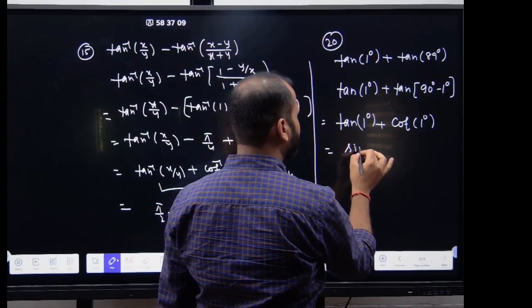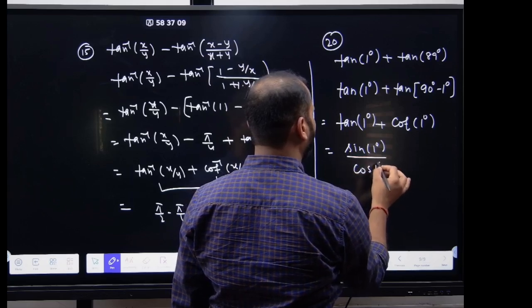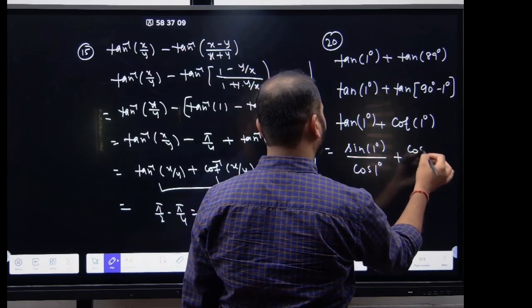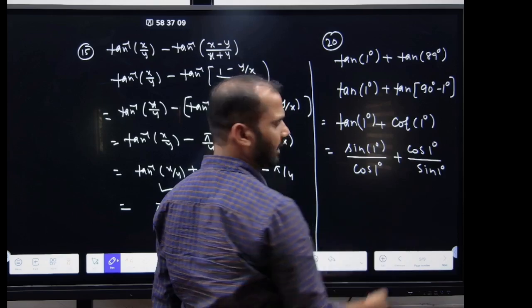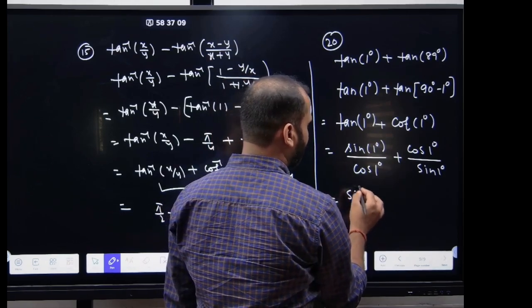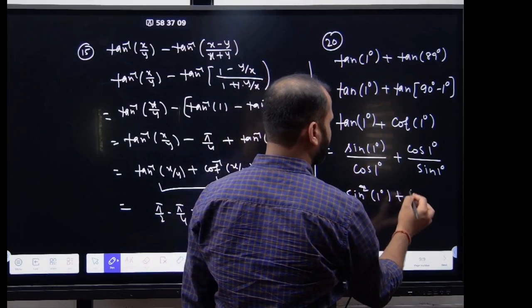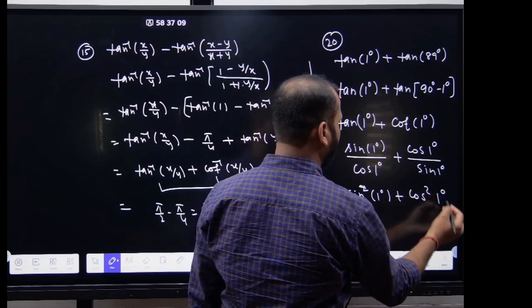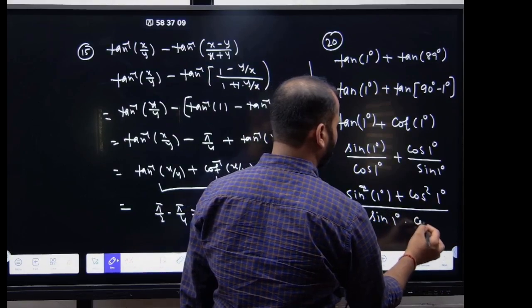So this, if you don't know, you just write it in terms of sine and cos. Sine 1 degree over cos 1 degree, plus cos 1 degree divided by sine 1 degree. Can I write like this? Now cross multiply you do. So sine square 1 degree plus cos square 1 degree. Denominator you have sine 1 degree, cos 1 degree.